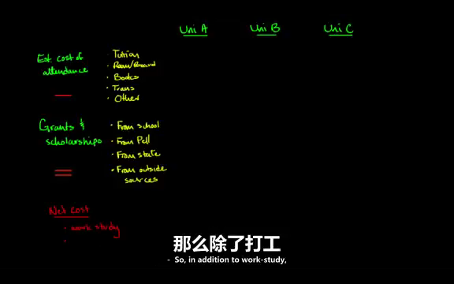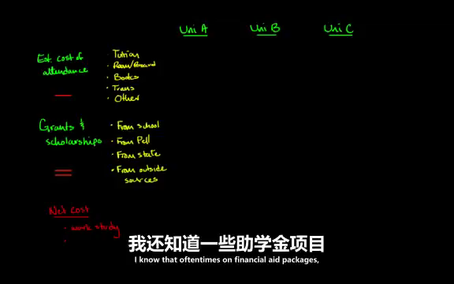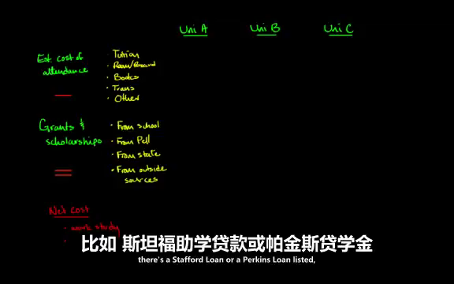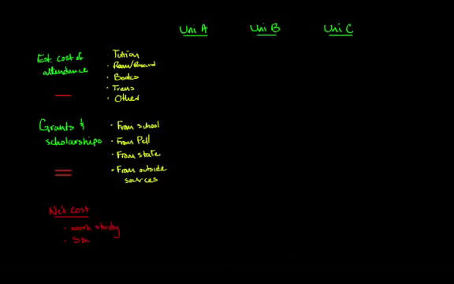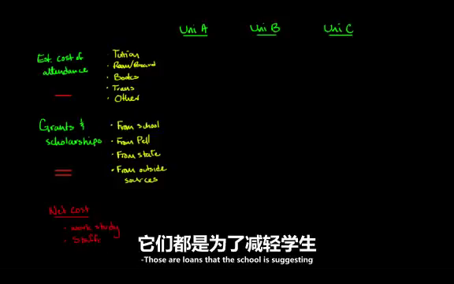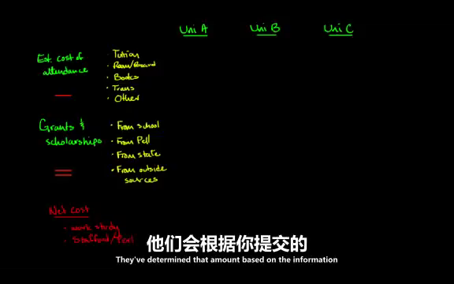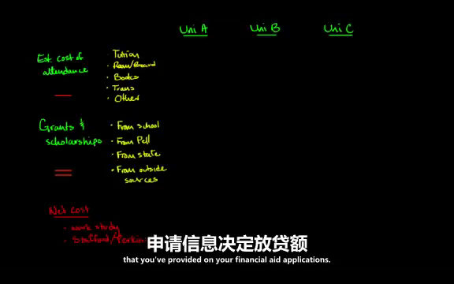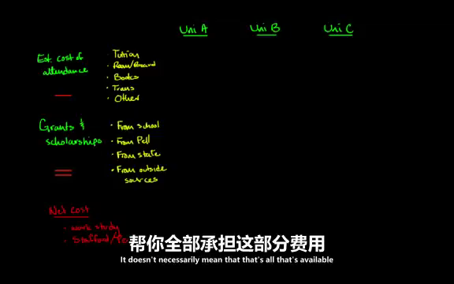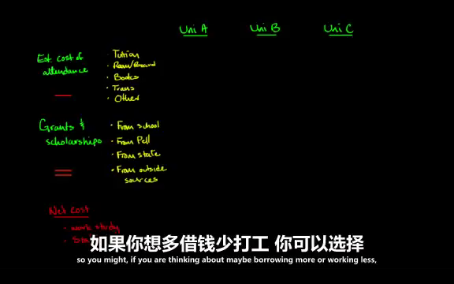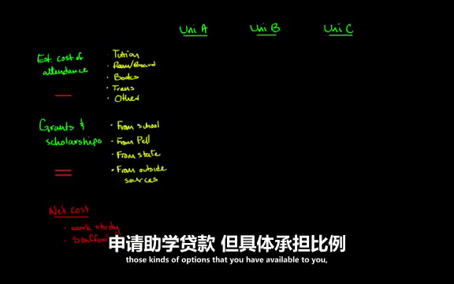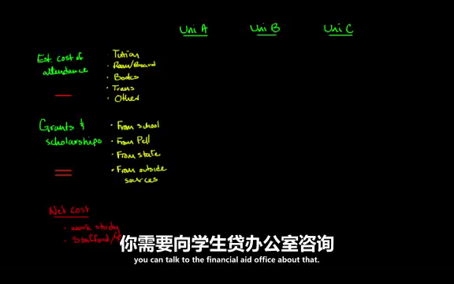So in addition to work study, I know that oftentimes on financial aid packages, there's a Stafford loan or a Perkins loan listed. What exactly are those loans? So those are loans that the school is suggesting that you will need to help cover that net cost. And they've determined that amount based on the information that you've provided on your financial aid applications. So it's the amount that they're suggesting. It doesn't necessarily mean that that's all that's available. So if you are thinking about maybe borrowing more or working less, those kinds of options that you have available to you, you can talk to the financial aid office about that.